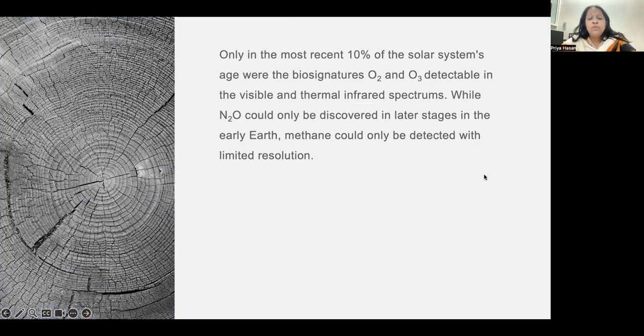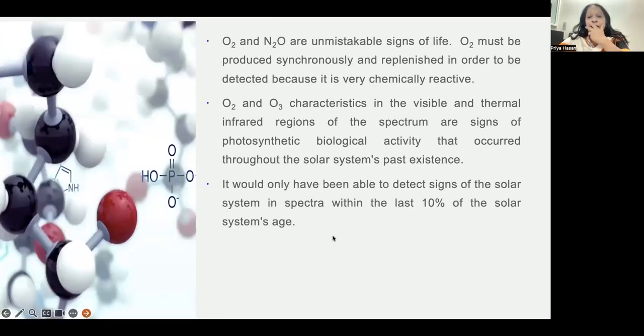Now, if you look at it very critically, only in the recent 10% of the solar system's age were the biosignatures of oxygen as well as ozone detectable in the visible and thermal infrared spectrums. And while nitrogen oxide could be discovered in later stages and earlier, methane could be only detected with limited resolution. So if you were looking from space trying to detect life on Earth, you would most probably not have detected it. Chances are high.